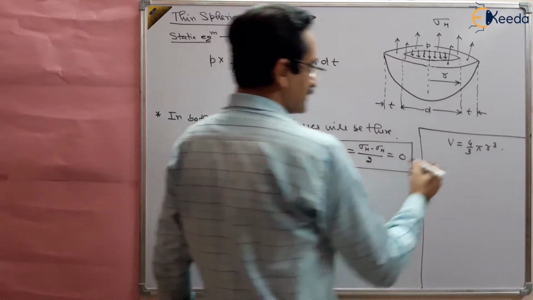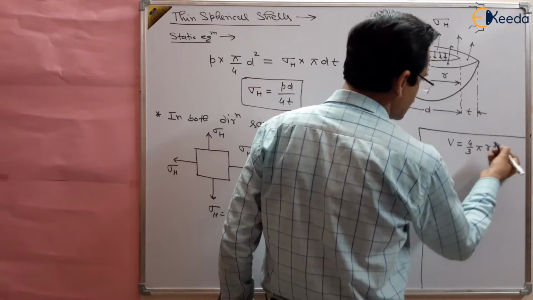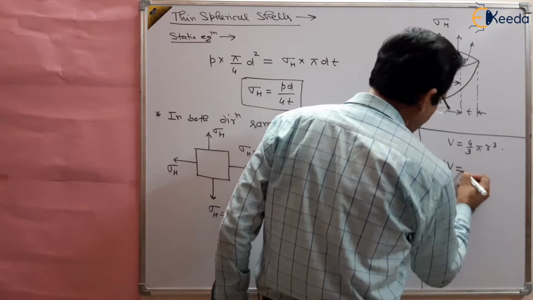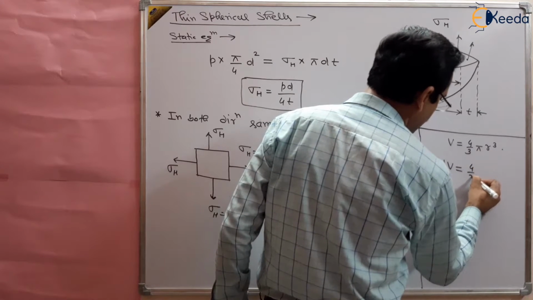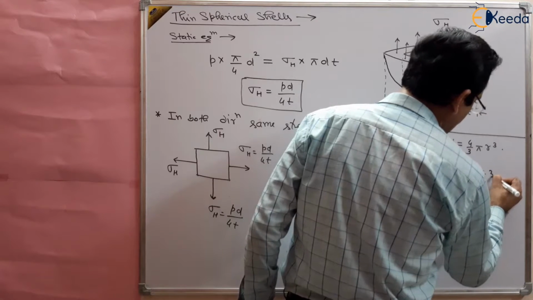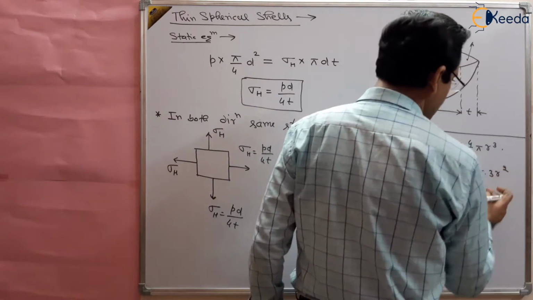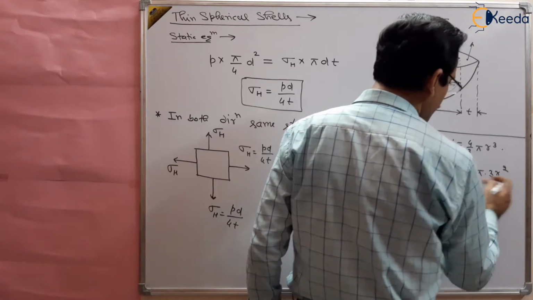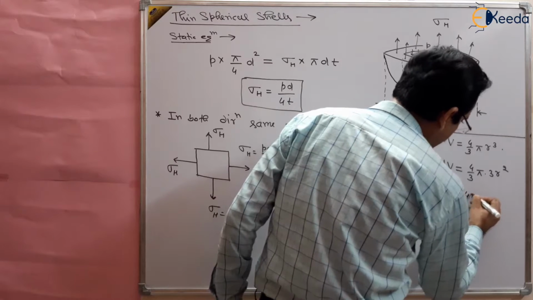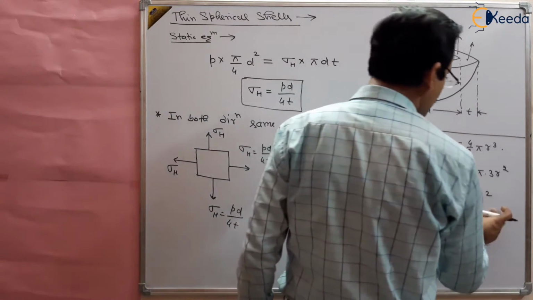Then in this case, if V is a function of r only, we can take dV, the change in volume, that will be equal to 4 by 3 pi multiplied by 3 r square dr. So 3 r square means dV will be equal to 4 pi r square dr. Change in volume is 4 pi r square dr.